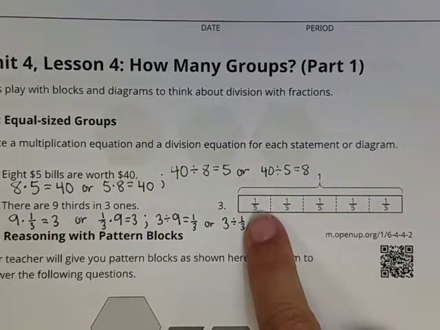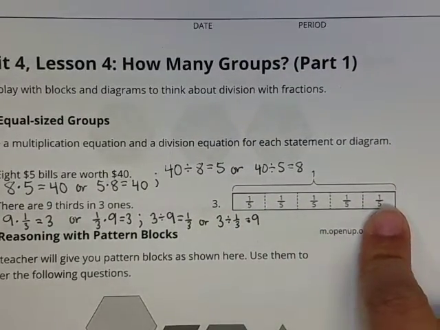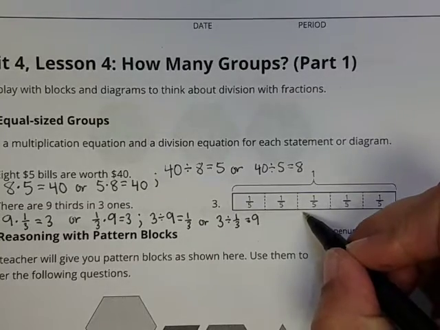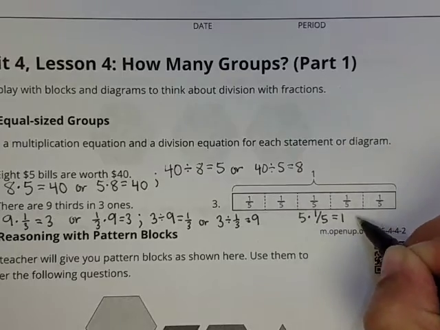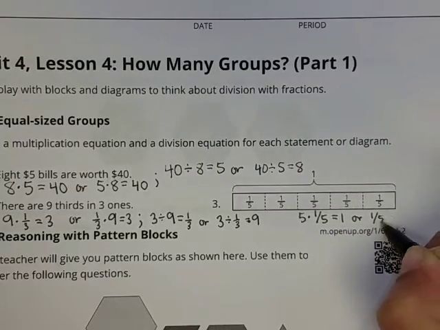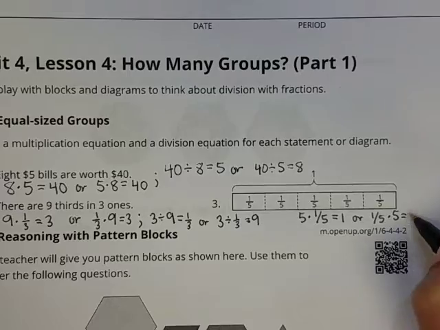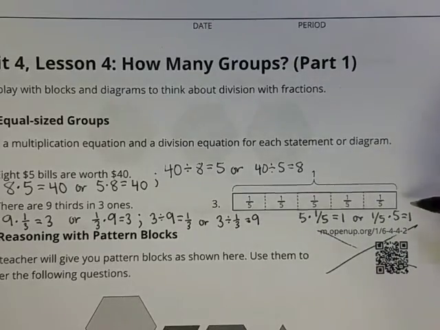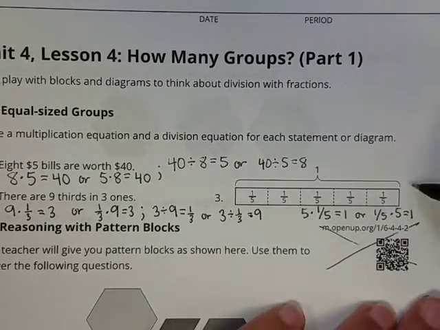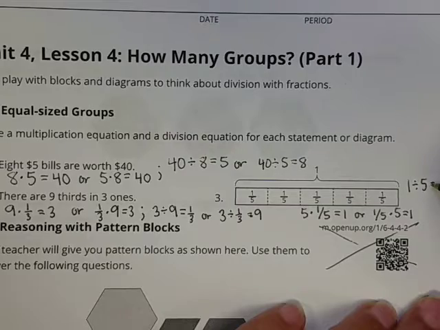All right, the last one is right here. So the way we can show this is 5 times 1/5 gives me 1, or 1/5 times 5 gives me 1. Just ignore this. I don't know what this is. And then division, 1 divided by 5 gives me 1/5, or 1 divided by 1/5 gives me 5.